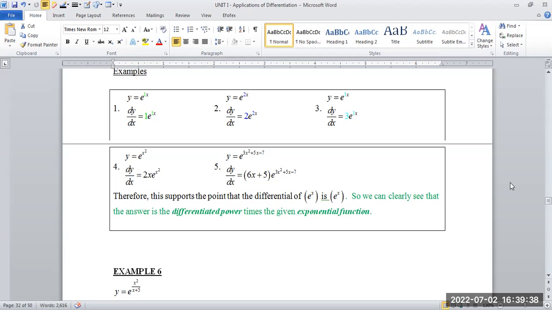All right? E to the x squared over x plus 5. Sir, not a problem. The denominator times the differentiation of the numerator minus the numerator times the differentiation of the denominator, all over the denominator squared.